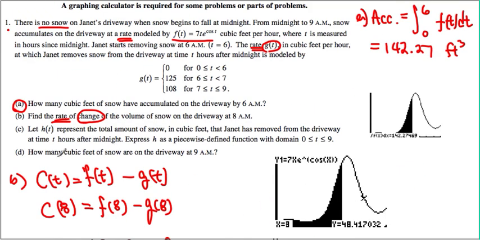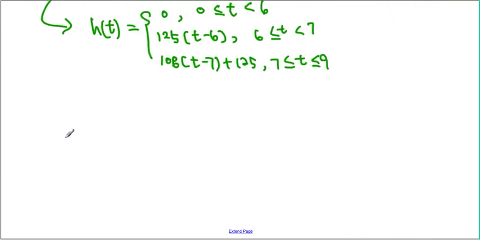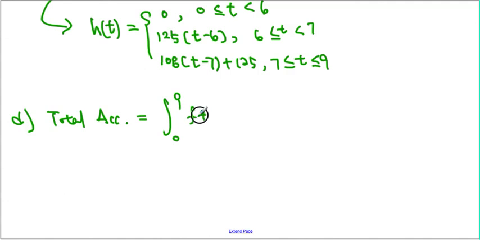Alright, let's look at part D. How many cubic feet of snow are in the driveway at 9 a.m.? In fact, what we end up getting is this. We have to calculate the total accumulation. Let's call this one D. Total accumulation can be calculated by the amount of snow that has fallen, the integral of f of t dt, minus, based upon this one, h of 9.